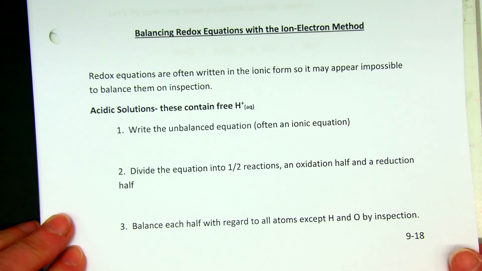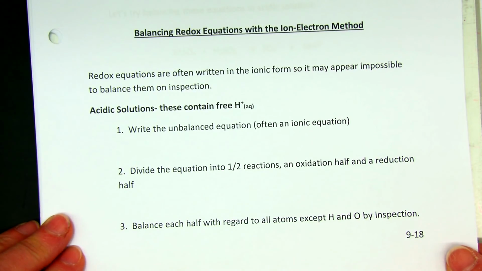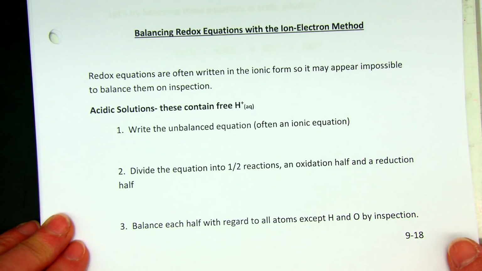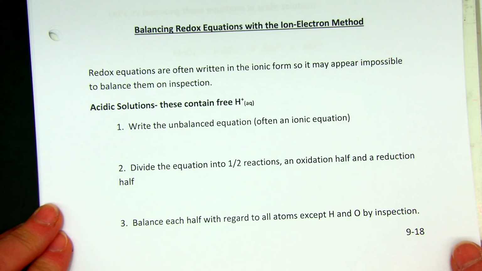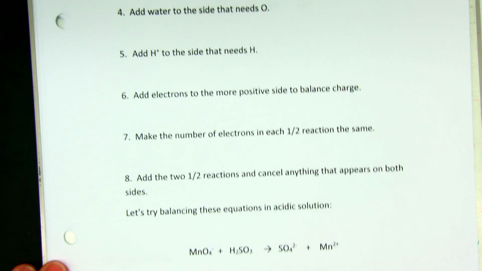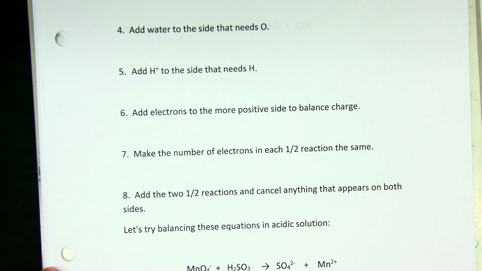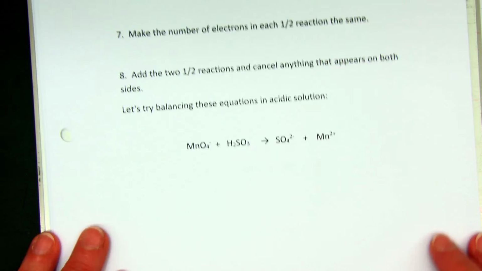So we write the unbalanced equation. We divide it into two half reactions. One half is oxidation, one is reduction. We balance each half with regard to anything except hydrogen and oxygen by inspection. Then we add water to the side that needs oxygen, because water contains oxygen. We add hydrogen ions to the side that needs hydrogen. We add electrons to the more positive side. We make the number of electrons the same in both halves, and then we add them together and cancel out everything that appears on both sides.